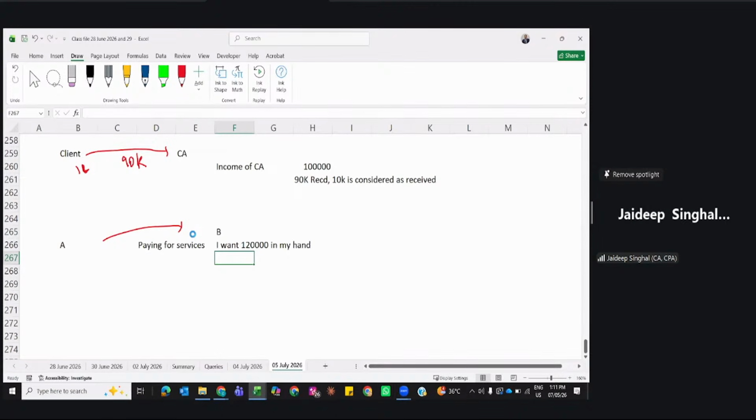Normally this happens when you make payments in a foreign country. Now B is saying, I want 1,20,000 in my hand. Whatever you show is your problem. Now B is saying, I want 1,20,000 in my hand. Ultimately, how much should A pay?